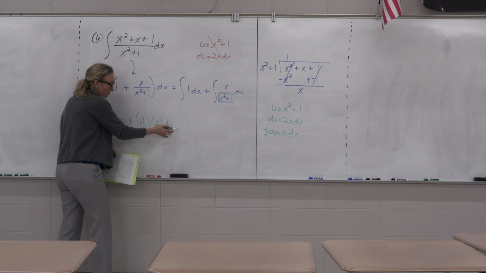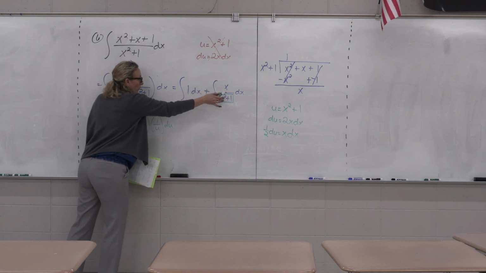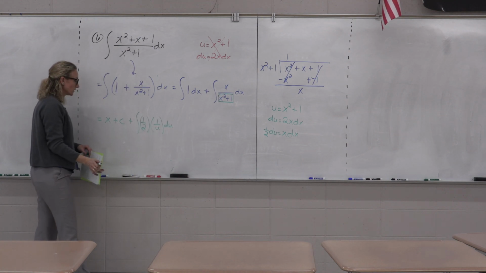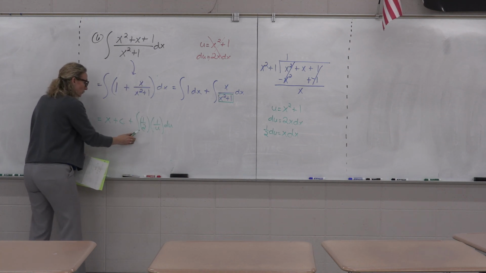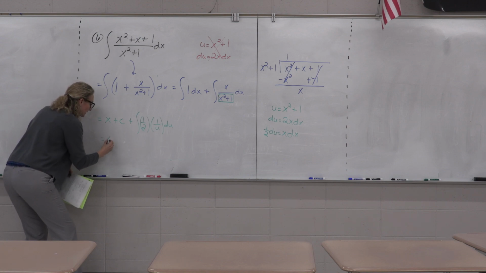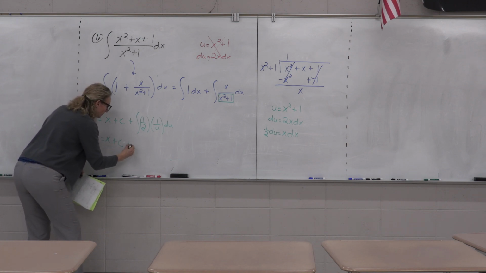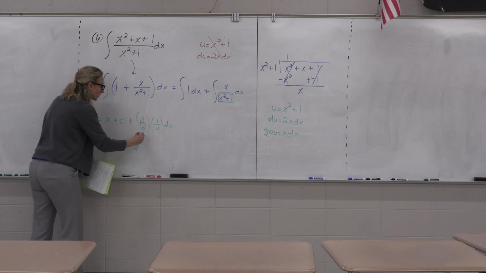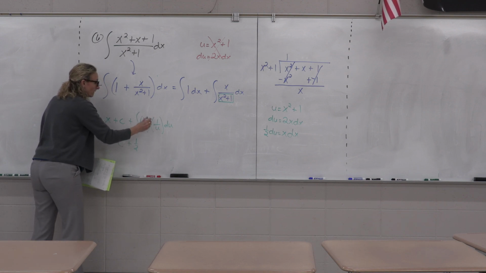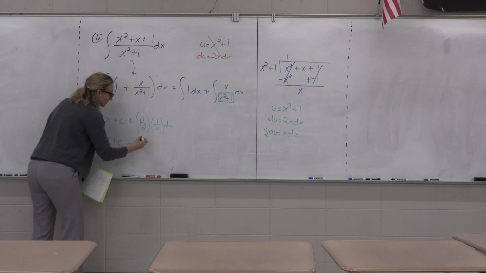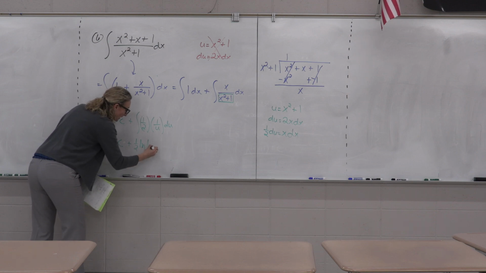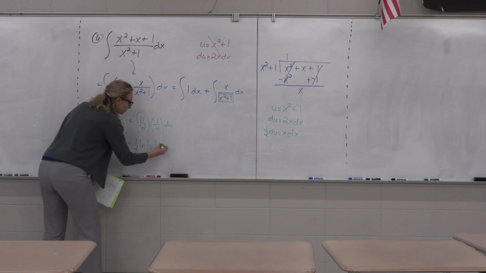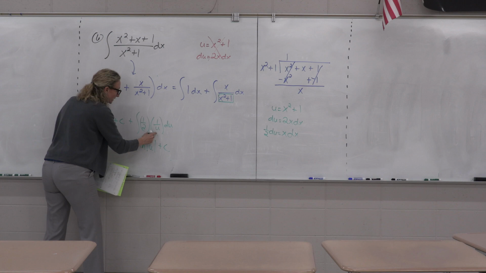I could have put them next to each other too. That's the 1/2 du. And then you have the 1 over that box of x squared plus 1. So you can bring the 1/2 out front. So you have x plus c plus 1/2 times the integral of 1 over u. Well, the integral of 1 over u, because it's just a u, is the natural log absolute value of u plus c.